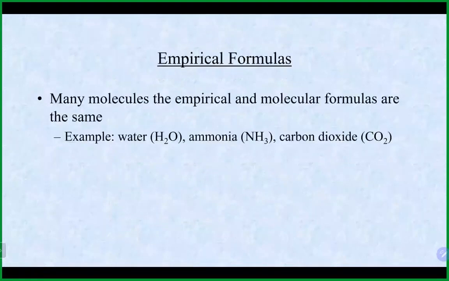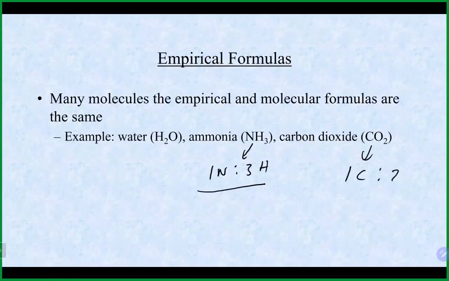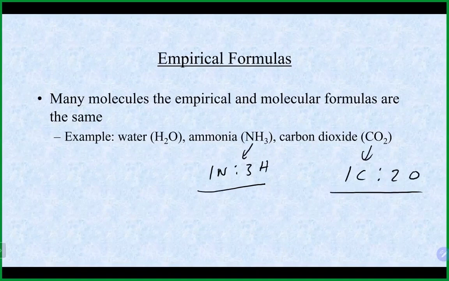So as I mentioned before, some molecules do have both the empirical formula and the molecular formula being the same. Again, in the case of NH3, that is 1 nitrogen for every 3 hydrogens. No way to reduce that down any further. Same thing with CO2, 1 carbon for every 2 oxygens. That is, again, as simple as you can get it, and you cannot reduce it down any further.